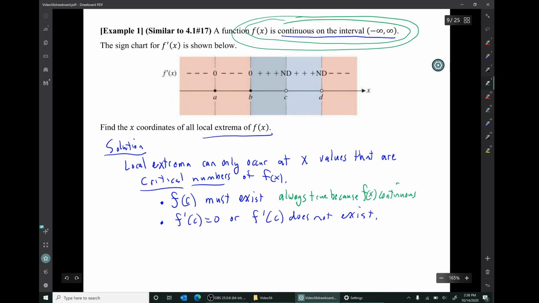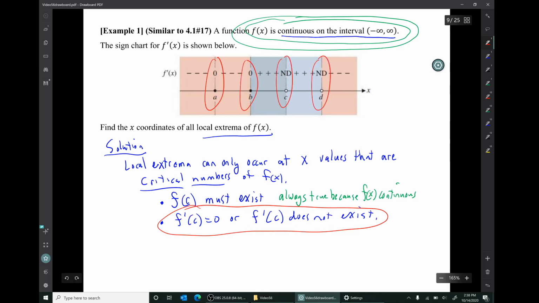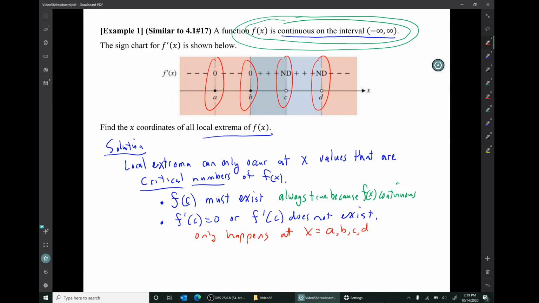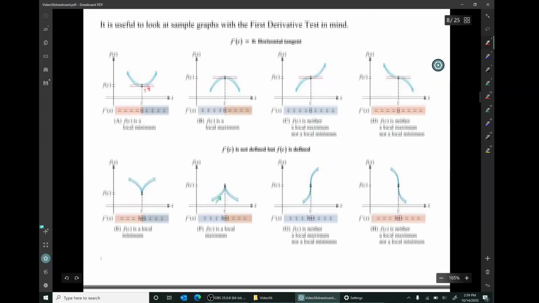But it's this second criterion that we have to think about. The only critical numbers are the places where f prime equals 0 or f prime of c does not exist. That's these four x values. So those are the only locations where there could be extrema. So now we have to go back and look at the first derivative test.